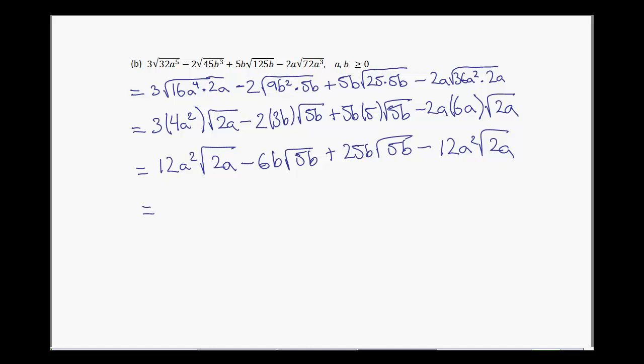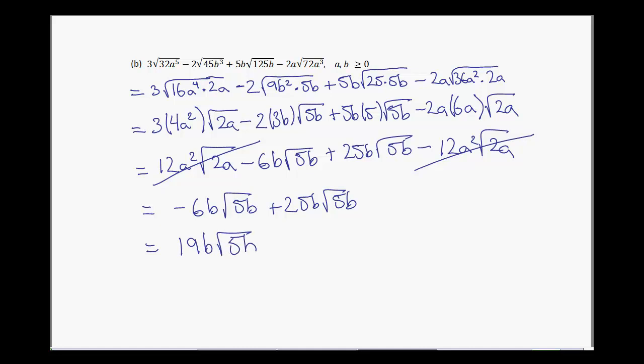12a squared root 2a cancels out with the other negative 12a squared root 2a, and we're left with negative 6b root 5b plus 25b root 5b, which simplifies to 19b root 5b. And that is our final answer, 19b root 5b.